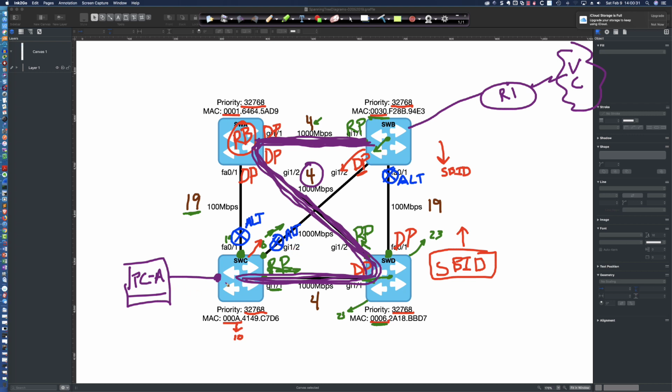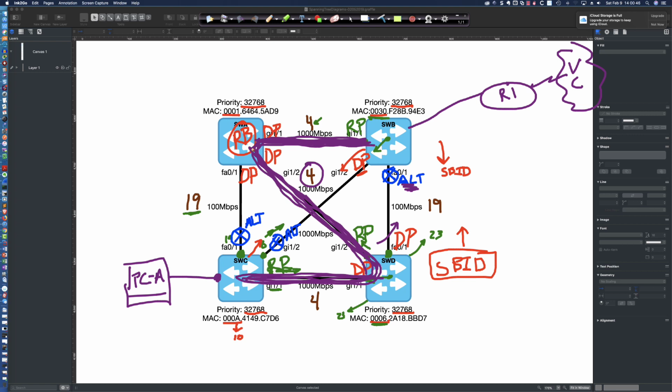PCA's traffic is going to have to go from switch C over to switch D. Then it's going to have to go from switch D, because this port here is blocking, so it's not going to sneak out that segment there. It's got to come all the way up to switch A.